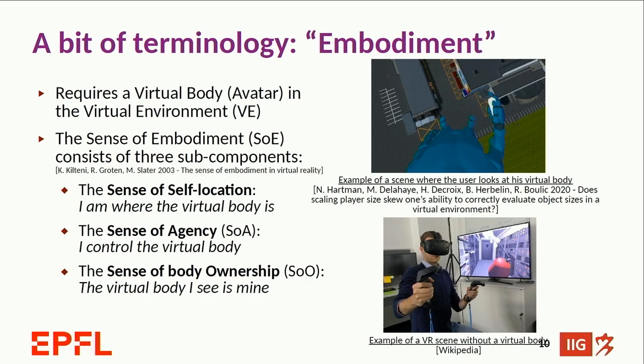The sense of agency, which is the fact that I control the movement of the virtual body as if I was controlling my own body. And the sense of body ownership, which means that I own the virtual body I see. So for instance, if the arm is co-located with the location of my real arm.